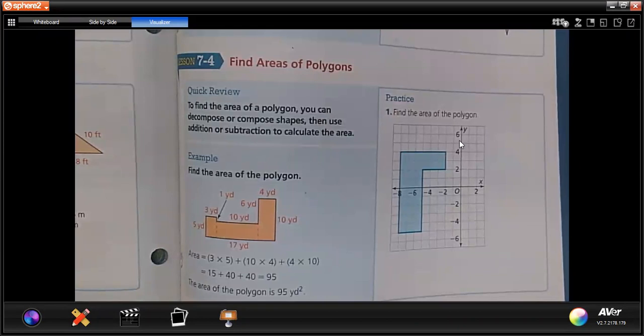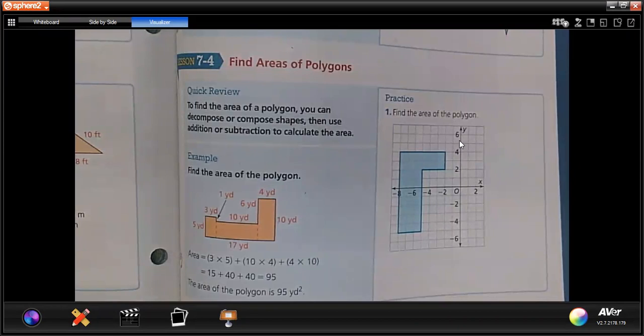We've talked about nets, we've talked about finding surface area, and we've talked about polygons in the coordinate plane. All right, so I'm going to be looking at page 443. Yep, we're starting off with lesson 7.4, finding the area of polygons.